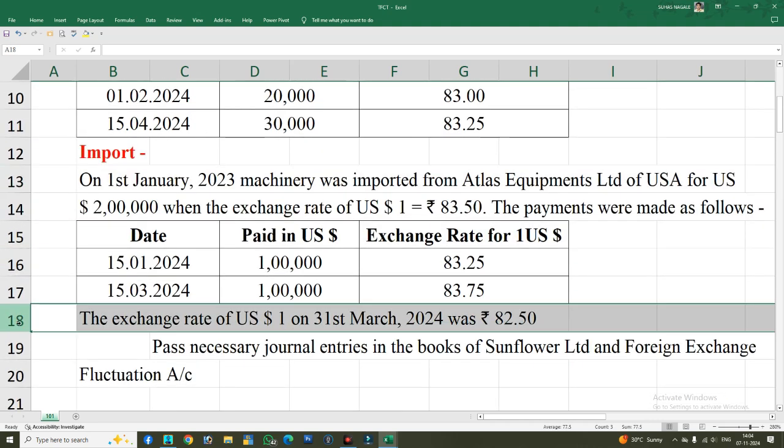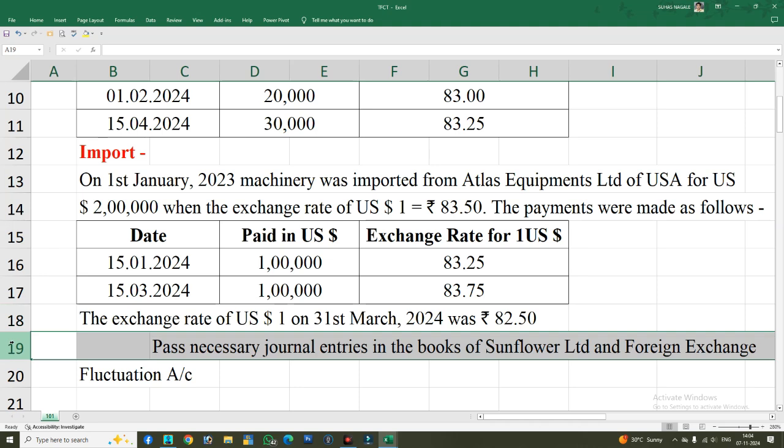After this transaction, the exchange rate of $1 on 31st March 2024 was rupees 82.50. This is the closing rate. In India, the financial accounting year's last date is 31st March and this is the closing rate 82.50. These are the requirements: pass necessary journal entries in the books of Sunflower Limited and prepare the foreign exchange fluctuation ledger account.